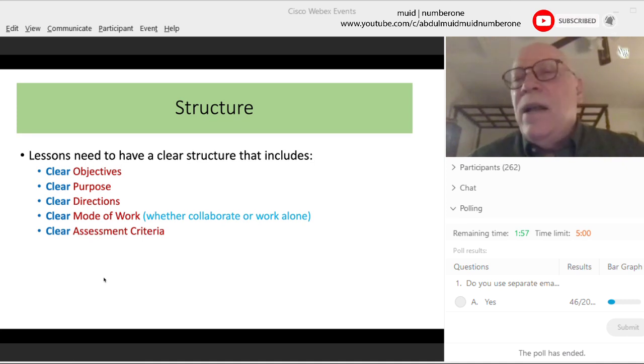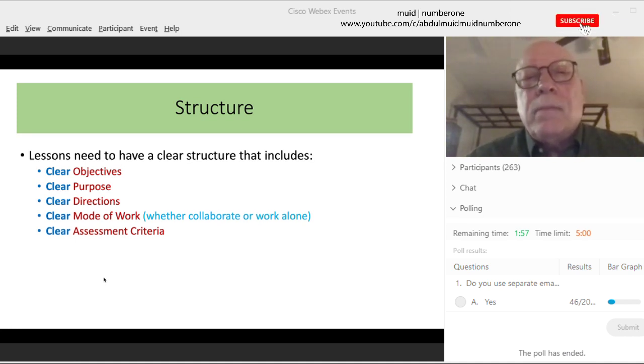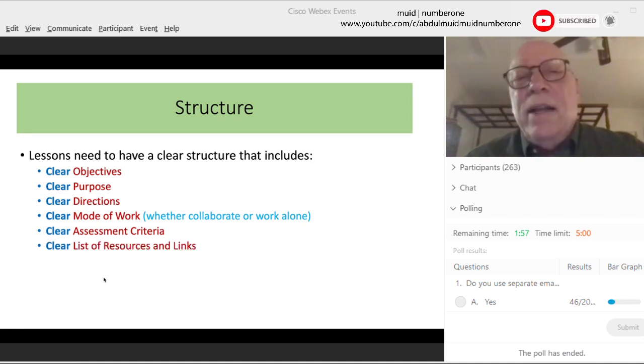The assessment criteria needs to be clear, and it needs to be clear at the beginning of the project, not only at the end. The students need to know how they are going to be assessed in what they are doing. This is crucial. This is really important, and we're going to talk about it again later. So, also, students need a clear list of the resources and the links that you want them to work with and to work from in order to carry out what they're doing. So you need to have this clear structure.